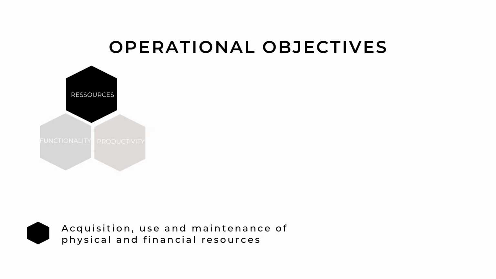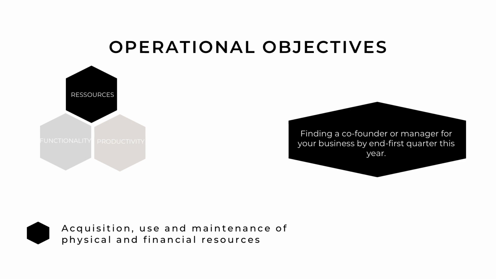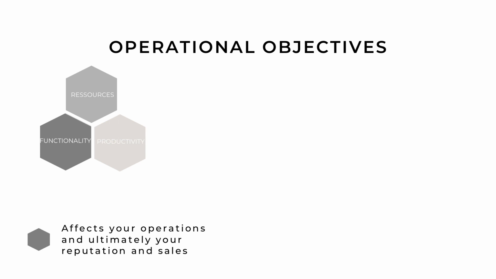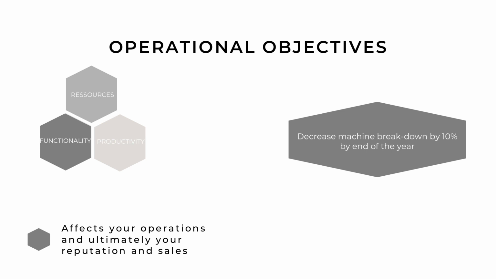Acquisition, use and maintenance of physical and financial resources represents an operational objective. Finding a co-founder or manager for your business within the first quarter is a possible objective. The functionality of your technology affects your business operations and ultimately reputation and sales. Setting an operational objective like decrease machine breakdown by 10% by the end of the year helps you to ensure consistent product quality standards.